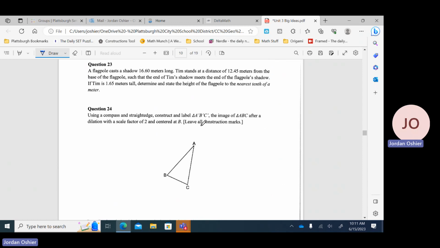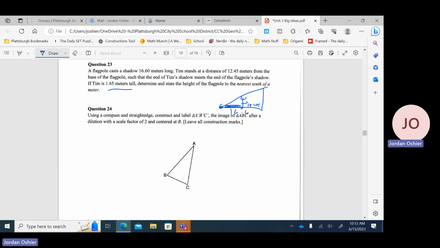A flagpole casts a shadow 16.6 meters long. Flagpole shadow 16.6. So right now I'm like, ooh, is this a SOHCAHTOA question? Maybe. Tim stands at a distance 12.45 meters from the base of the flagpole. So here's Tim. This is 12.45. That's Tim. That's a person, I swear. His shadow meets the end of the flagpole shadow. So his shadow is here at the same spot, creating this triangle. If Tim is 1.65 meters tall, determine the height of the flagpole.